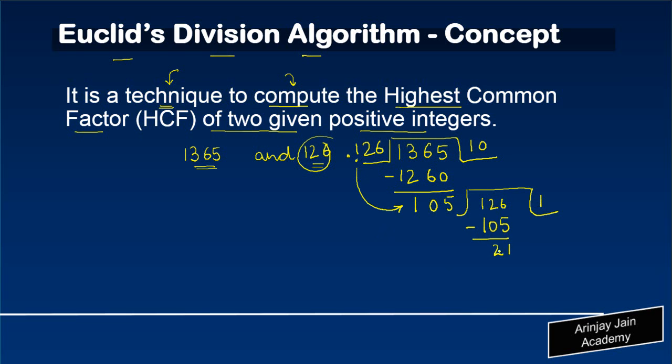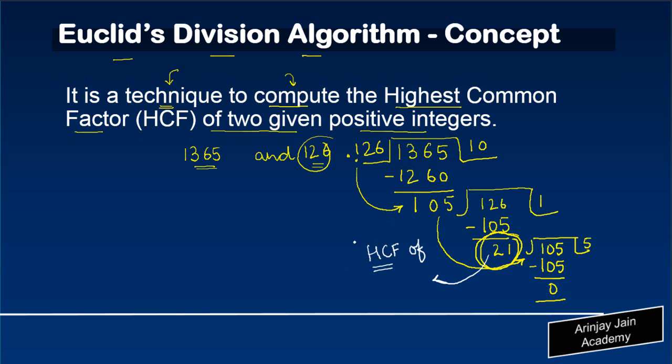The next step is, as long as the remainder is coming, I just now divide 105 by 21. 21 times 5 gives me 105, and I get a remainder of 0. And that's where the matter ends. And the last of the divisors, which is 21 in my case, is actually the highest common factor of these two numbers.